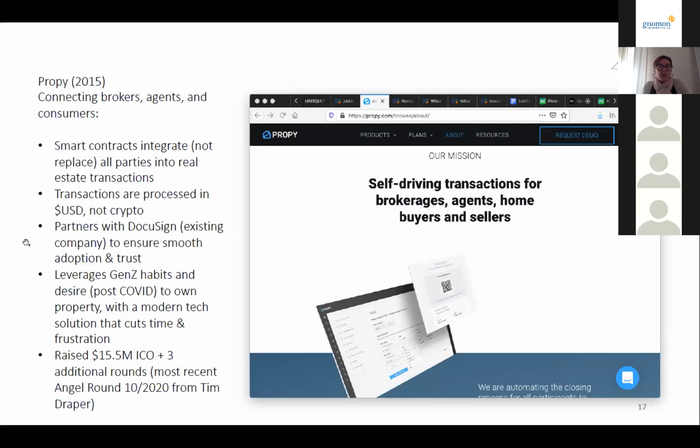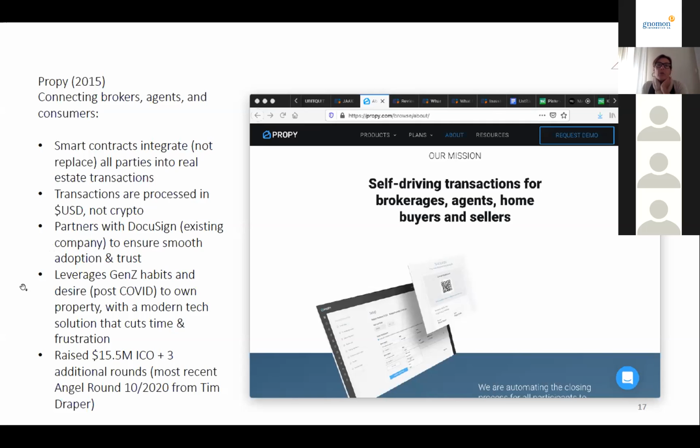They haven't replaced any sort of real estate agent or anyone yet. The transactions are processed in US dollars and not in crypto yet. And they have a partnership with DocuSign, which a lot of people know from using to do other documents. And that will ensure a much more smooth adoption and a higher level of trust between the consumers and the company.